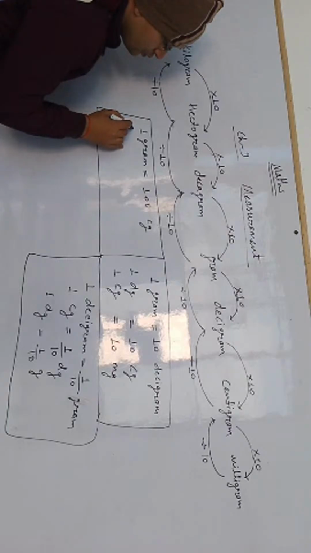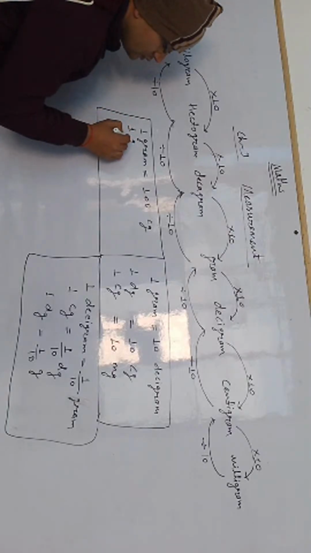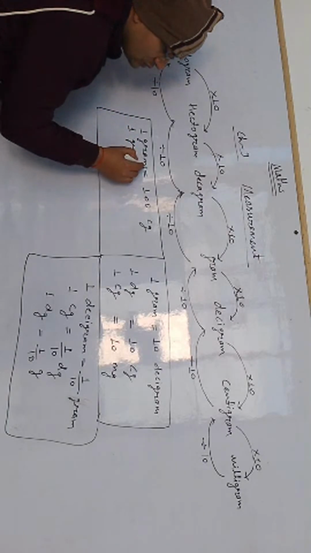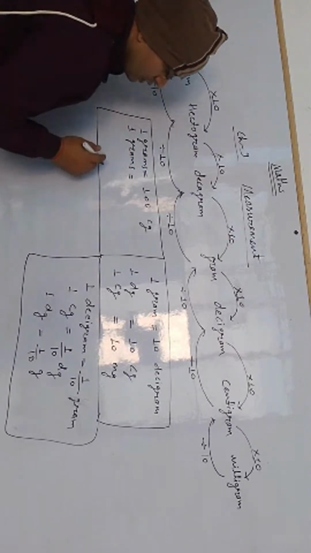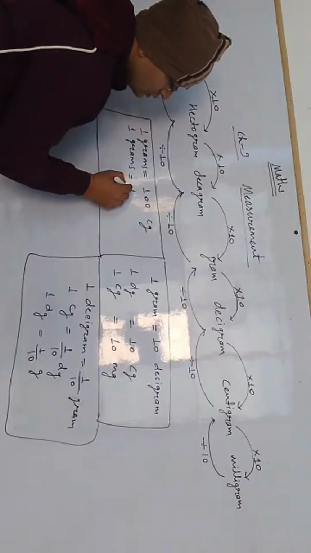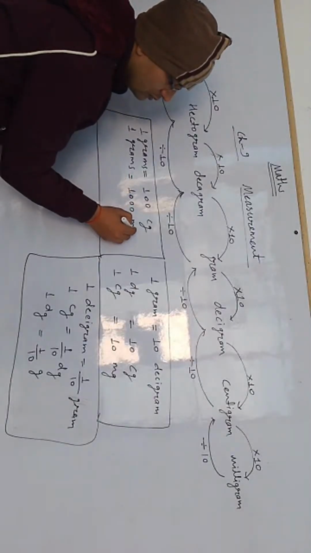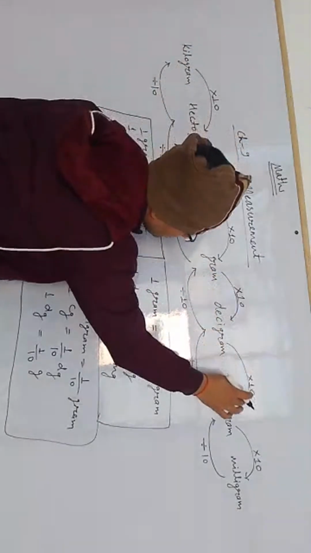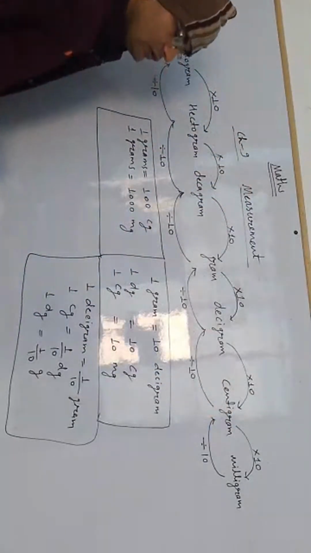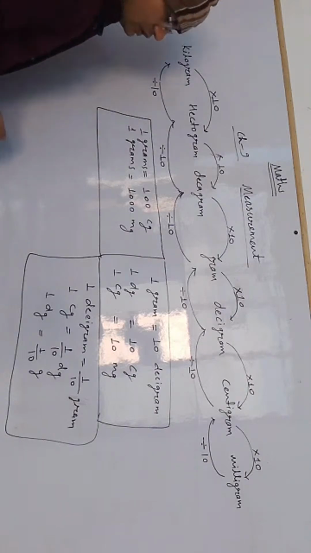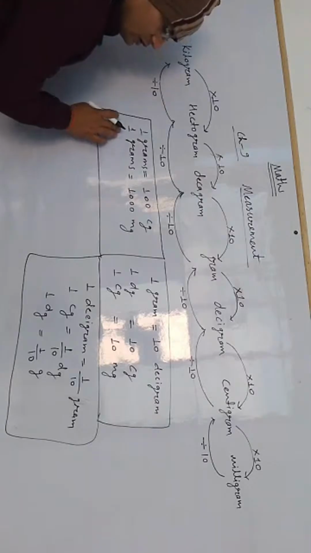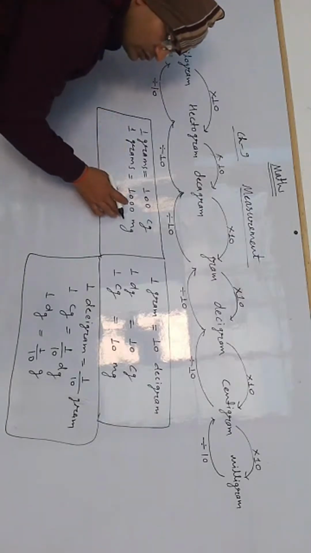And 1 gram is equal to how much milligram? 1 gram is equal to 1000 milligram. 10 multiplied by 10 multiplied by 10. After multiplying 10 three times, we get 1000. Okay, 1 gram is equal to 1000 milligram.